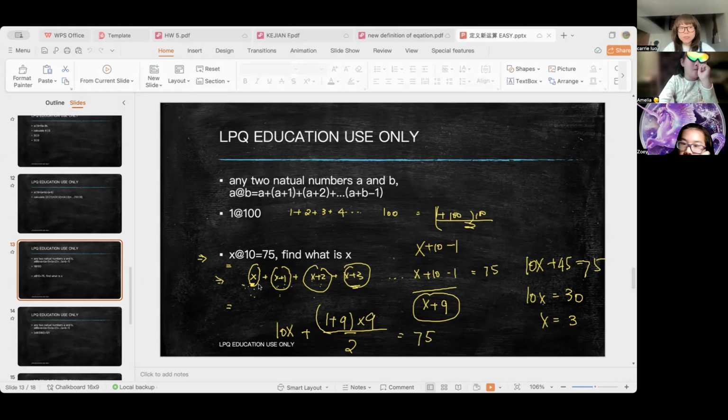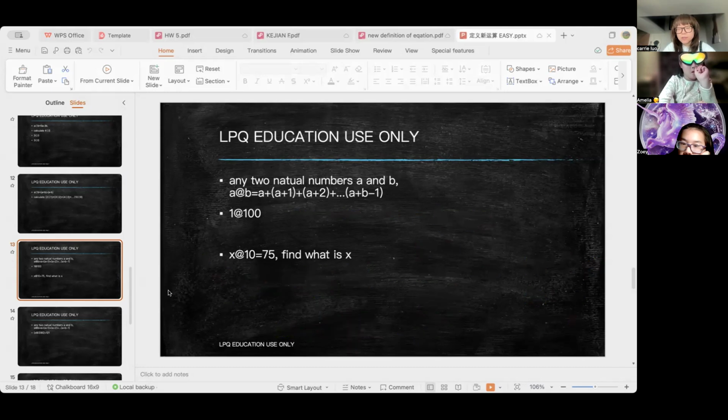Get it? Okay, I'm going to clear this one and let you do it yourself again, okay? For this part, I want you to make sure you understand every single step. If you don't, please ask me right now. Okay, so your turn.